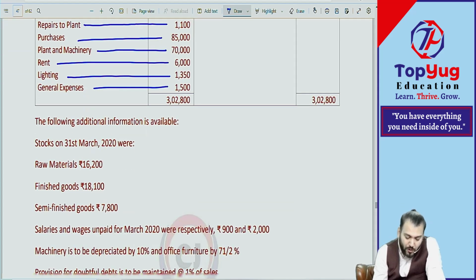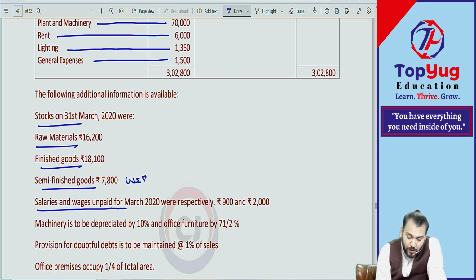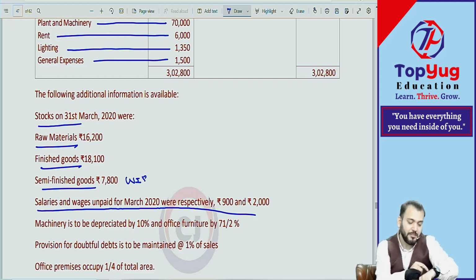Okay, the following they have given: closing stock of raw material, finished goods, semi finished goods with WIP. Salaries and wages unpaid for March 2020 were respectively so much and so much. So there is adjustment. Give star mark in salaries and wages. I said whenever there is adjustment, give star mark. Give star mark in wages and salary. Give star mark.